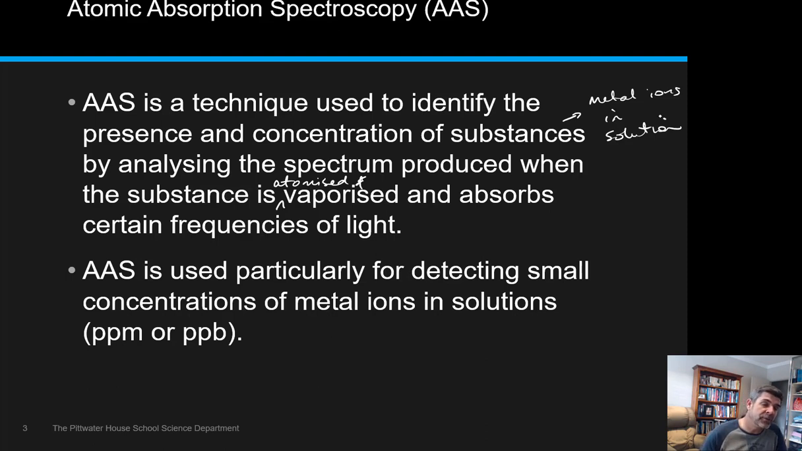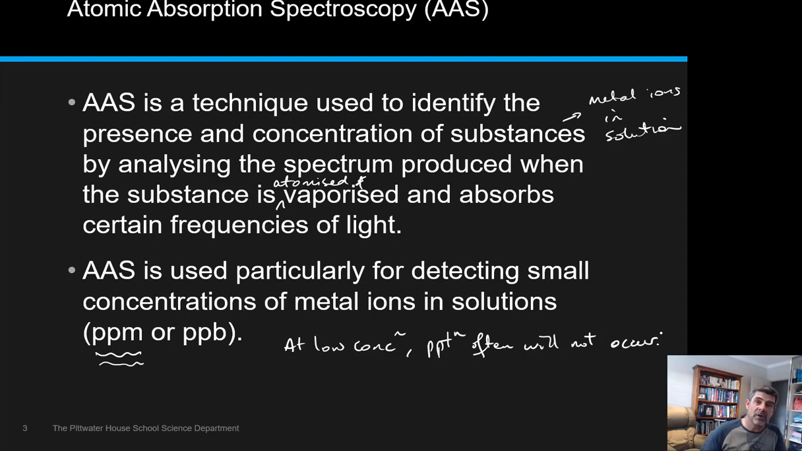AAS is particularly useful for small concentrations, and this is where it kind of adds on to a lot of what we've looked at in the past. And you would have noticed in one of the previous videos with the calibration curve that we're actually looking at quite low concentrations now. This is really important because at low concentrations, precipitation often will not occur.